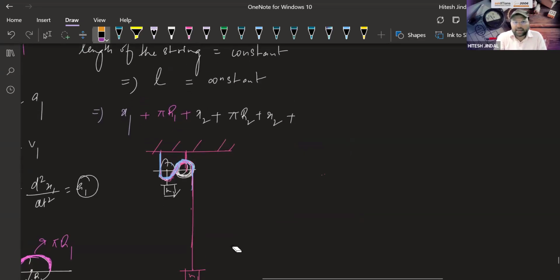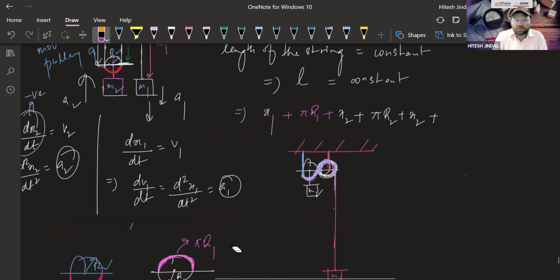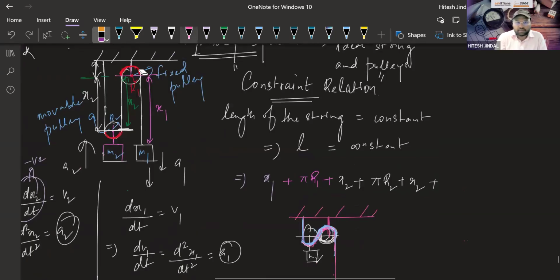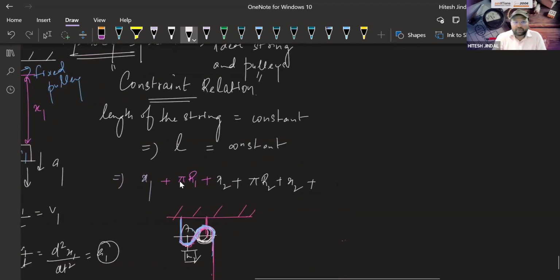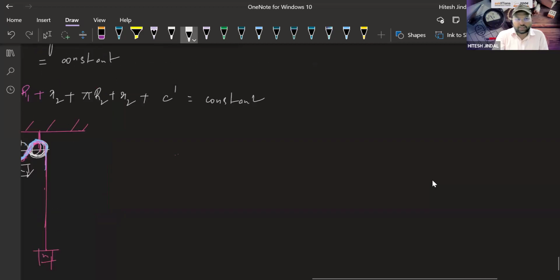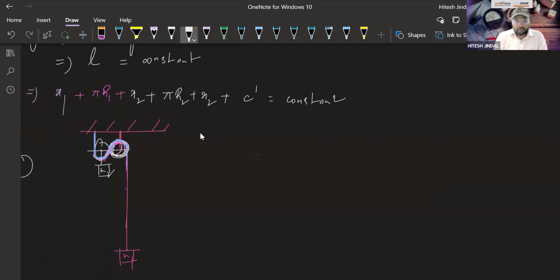Okay, the point is that we have this portion always constant, right? It will always be there, so we can neglect it, or we can take it as, let's say, some C dash, equal to constant. Now you see, what does this equation become? x1 plus pi R1 plus 2x2, as we have x2 plus x2.